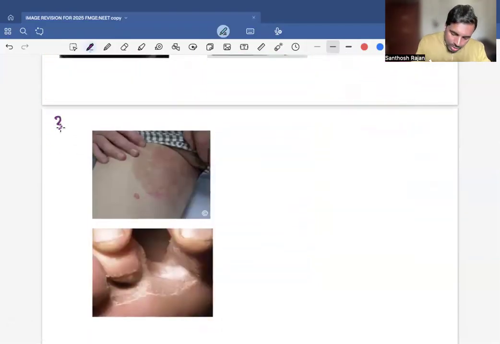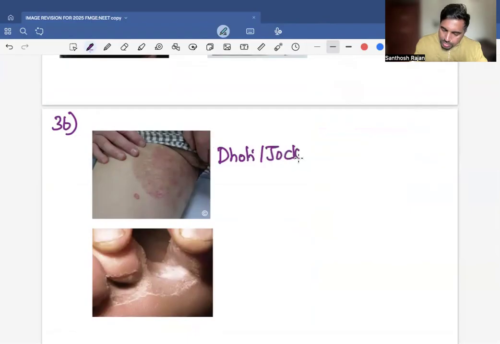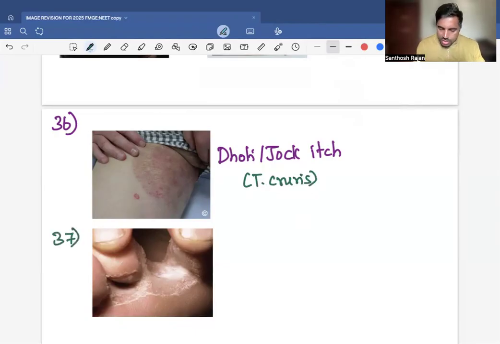Now, this is called Dhobi's itch, or Jock's itch. This is a derma question. It's okay, we can revise here, nothing problem. So again, this is called tinea cruris. Why are we saying it's important? Because tinea cruris is causing this one. Last one, dermatophytes, last picture.